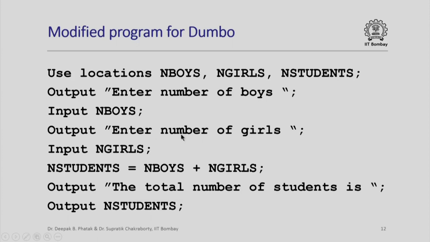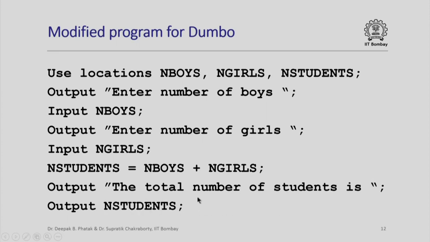So output something and then input n girls. Next we do the calculations. This is through the assignment operation that we have already seen. But after calculating the result value, we simply do not say output n students. Before that we say output the total number of students is, and then we put this output statement.